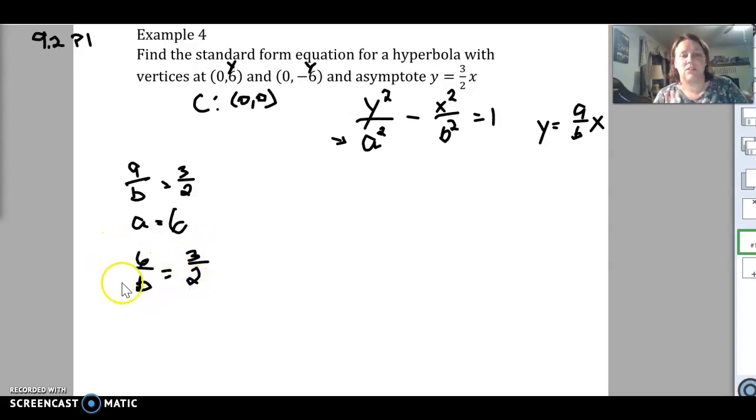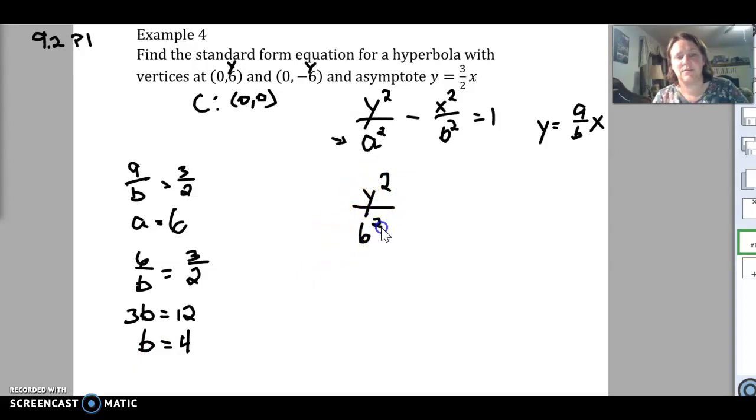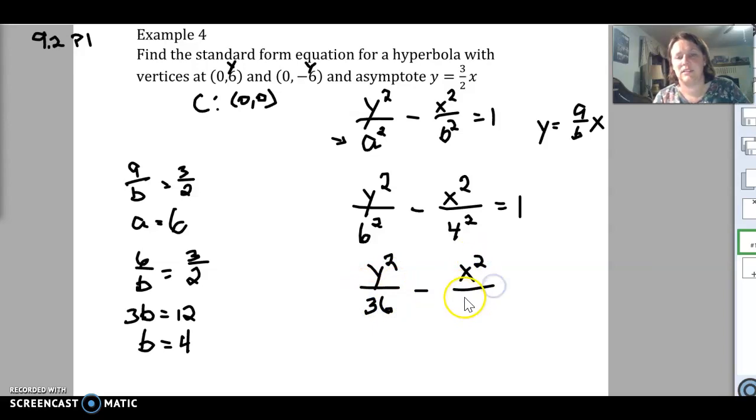There's lots of ways that you could solve that, but let's just go ahead and cross multiply and divide both sides by 3. So therefore b is equal to 4. And then that's all we need to be able to write an equation. So we've got y squared over 6 squared minus x squared over 4 squared equals 1. And you can put this in either format, y squared over 36 minus x squared over 16 equals 1. And that works too.